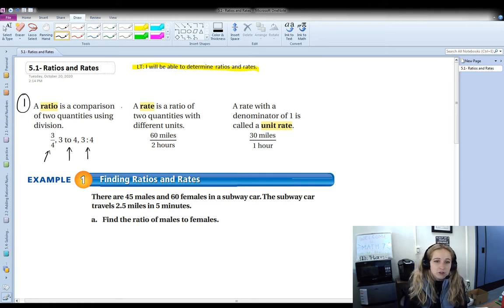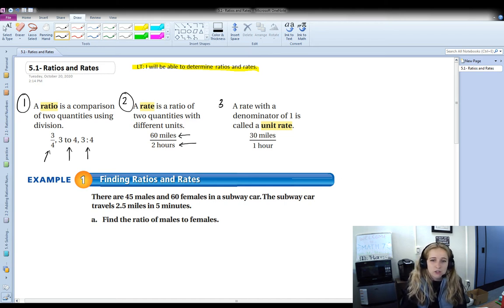Okay, you should have that written down. Now I want you to write down this second definition, which is about rate. A rate is a ratio of two quantities with different units. The key thing about this is it has different units. So go ahead, pause the video, and write this definition down.